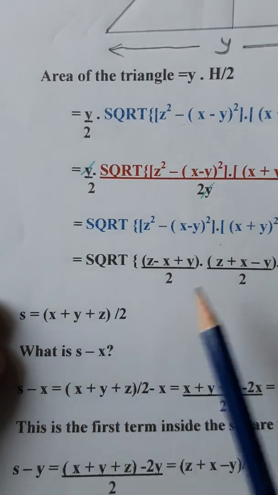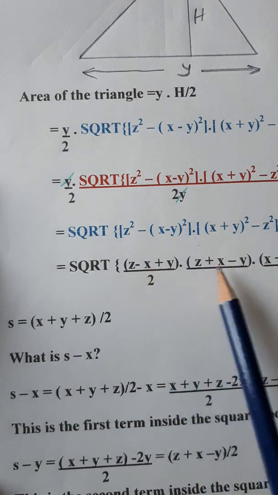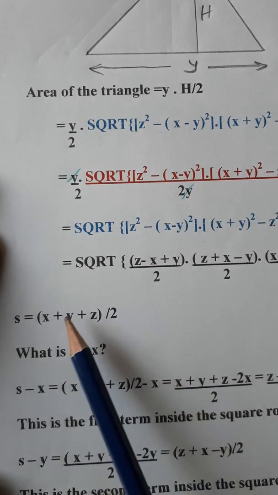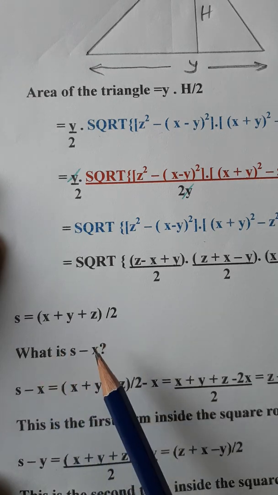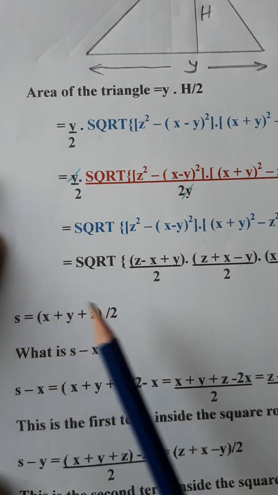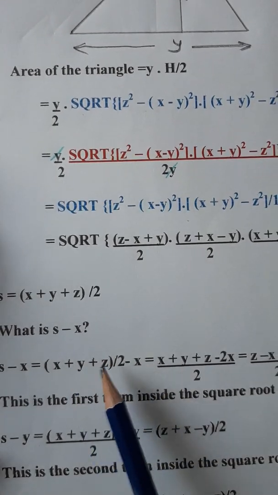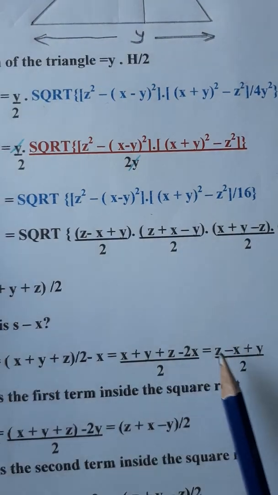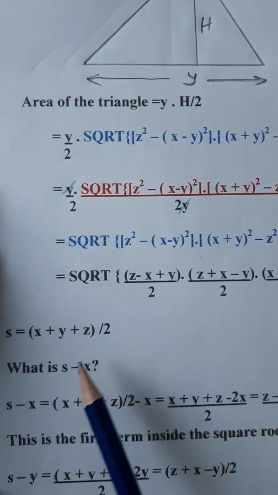Now we are almost at the final step. This is the area formula, but it doesn't look nice. So we define a quantity called s equal to x plus y plus z divided by 2. If it is so, what is s minus x? This thing minus x. So we have a 2 in the denominator, so we take the LCM and simplify it. We end up with this. And what is this one? It is the first term inside the square root. So that is going to be s minus x.